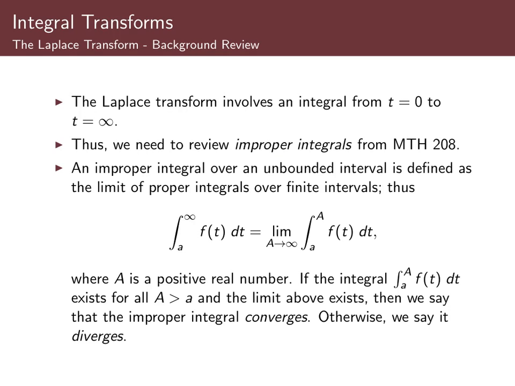Okay, so the Laplace transform involves an integral from t is equal to 0 to t is equal to infinity, and thus we need to review improper integrals from Calc 2. An improper integral over an unbounded interval is defined as the limit of proper integrals over finite intervals. So here we'll have this proper definite integral, the integral from little a to big A of f of t dt. If we push the upper limit big A to infinity, we have this improper integral there, from little a to infinity of f of t dt. If the limit exists, then we say that the improper integral converges. If the limit doesn't exist, which is certainly possible, we say it diverges.